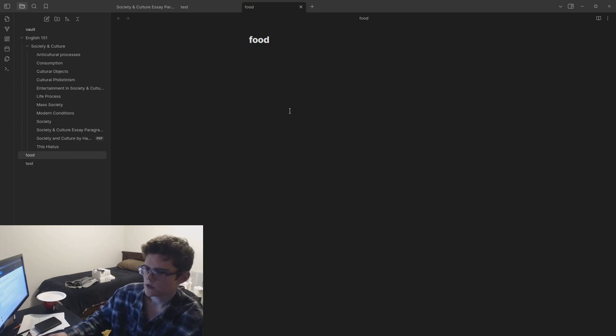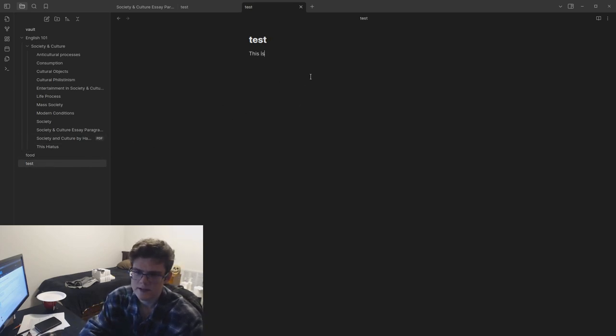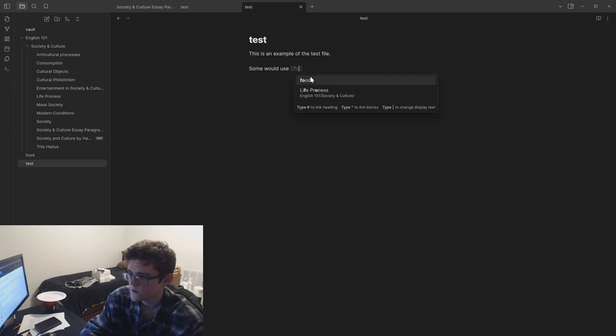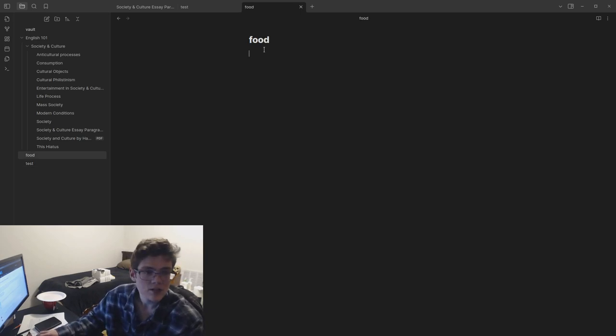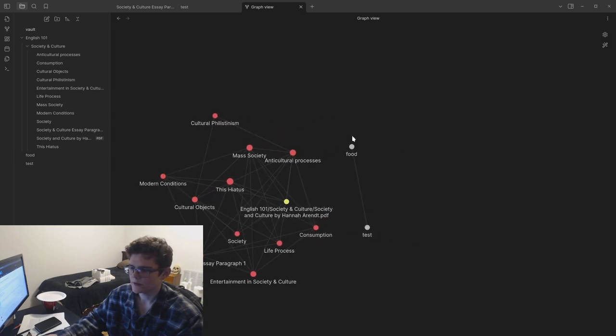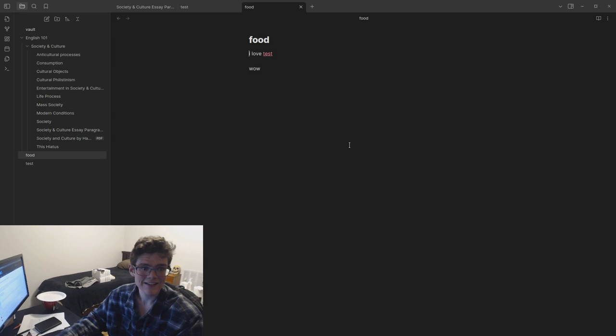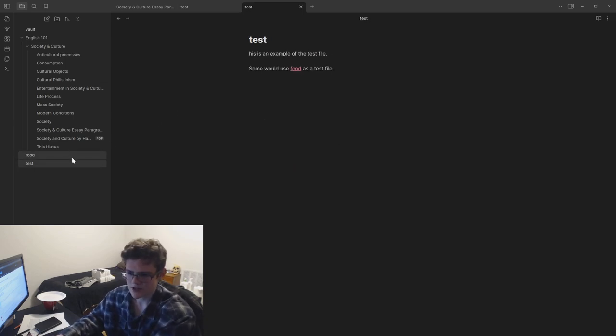Food. Right. So you can be like, this is an example of the test file. And this is the crazy part, you would do open square bracket, food. And then you link the food note. So it's like someone would use food as a test file. And then you click on food and it brings you to the food file. It's like, I love test. Right, so now you have these two linked things and you look at your little graph and you have food and test that are linked, because they're both linking to each other.